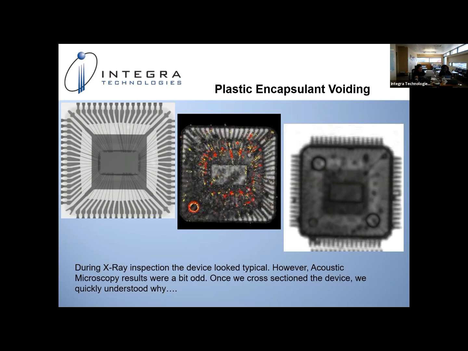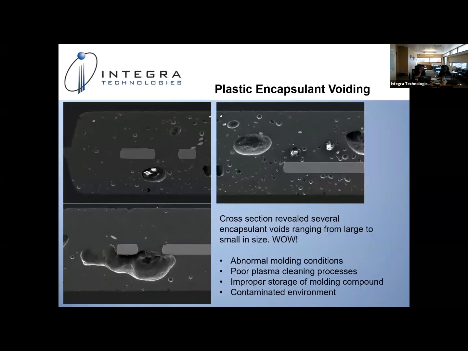But again, we cross-section the device because we are a destructive lab and sometimes we like to take things apart. So next slide. We cross-sectioned it and this is what we got. A ton of plastic voiding. This is gross. This is something that should have been brought up with the manufacturer. Several causes could have led to this: abnormal molding conditions, poor plasma cleaning, processing, improper storage of the molding compound, or even a contaminated environment in which this was built. But the story here is that not all non-destructive testing will get you what you need, but one or the other may.